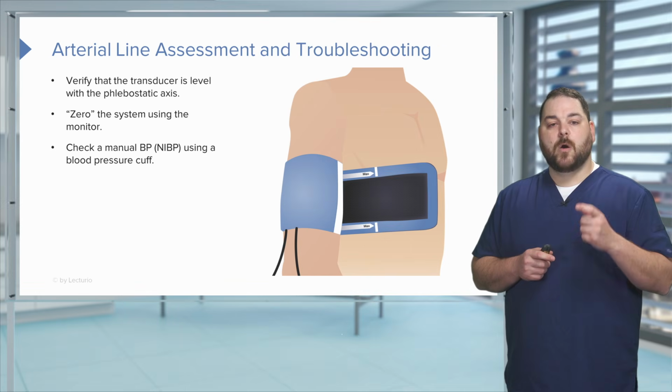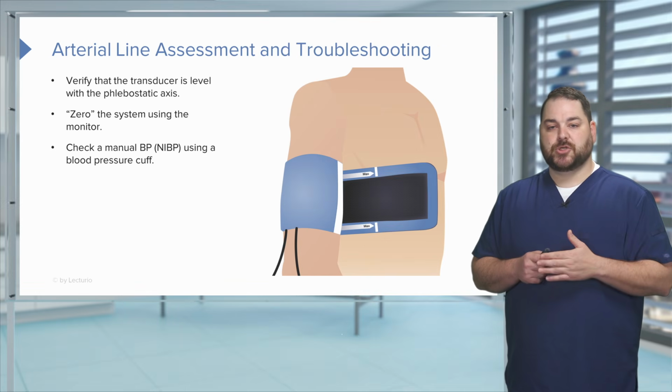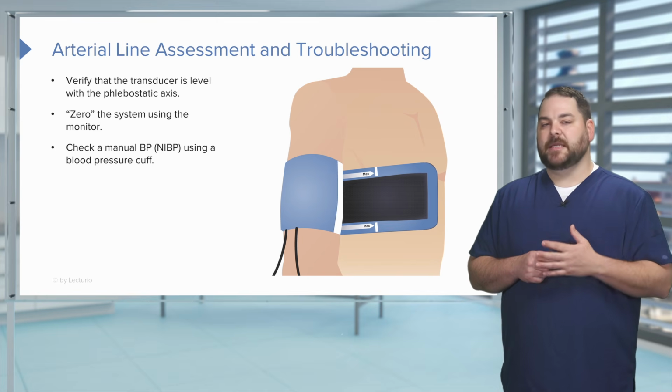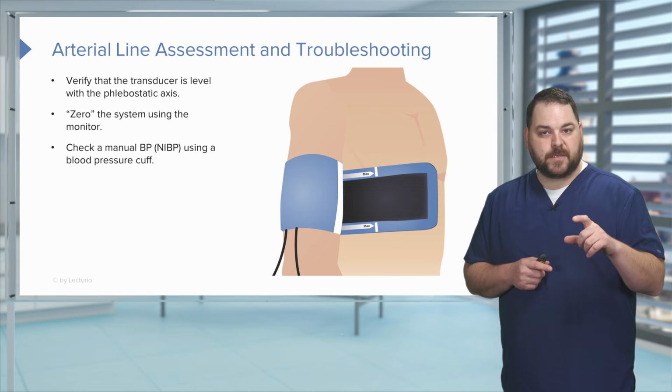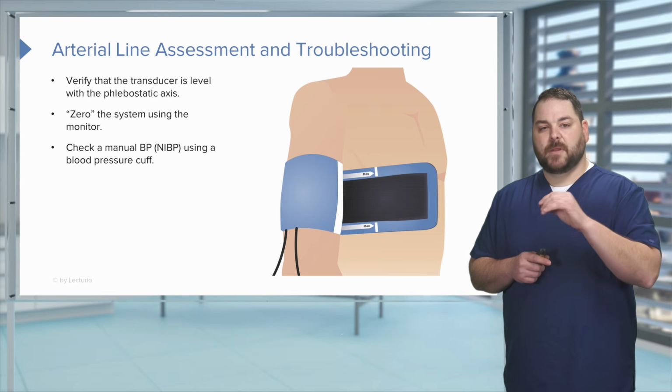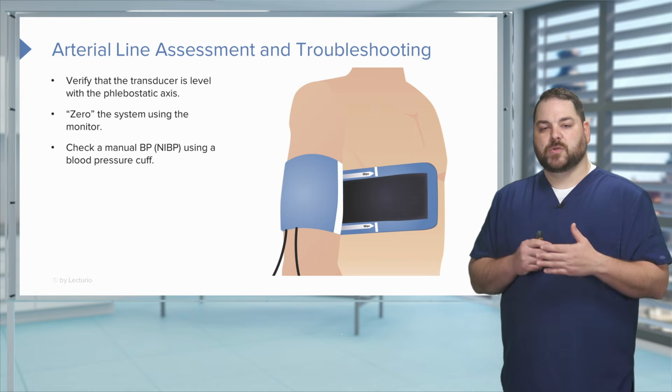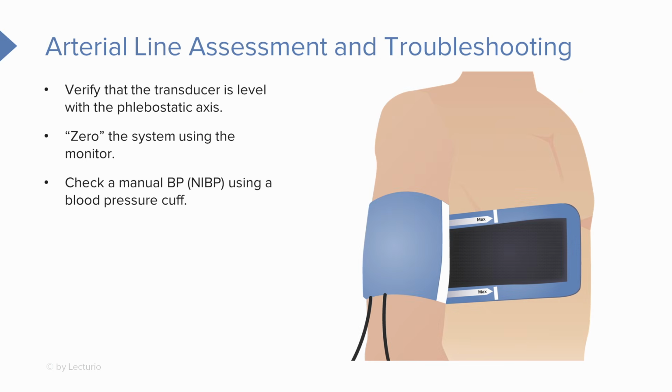And then again, we're always checking with a manual blood pressure. If we think our arterial line is not working correctly, if we think our arterial line is dampened, always check with a manual blood pressure cuff to see if they are accurate or close to one another. If they're not, then usually you're going to trust the manual blood pressure cuff over the arterial line pressure.